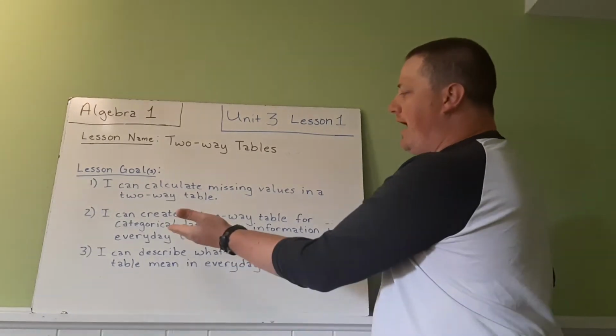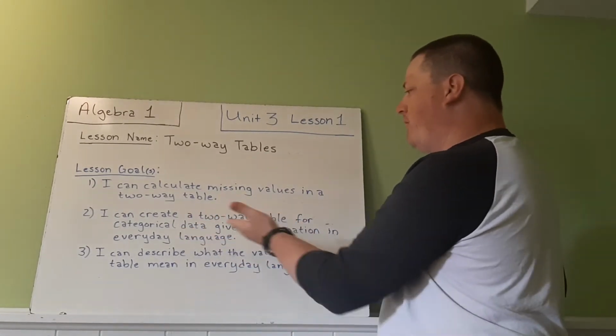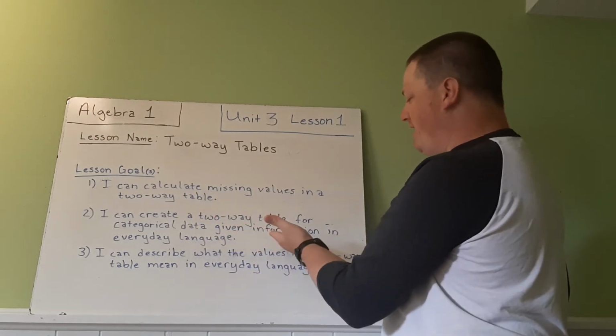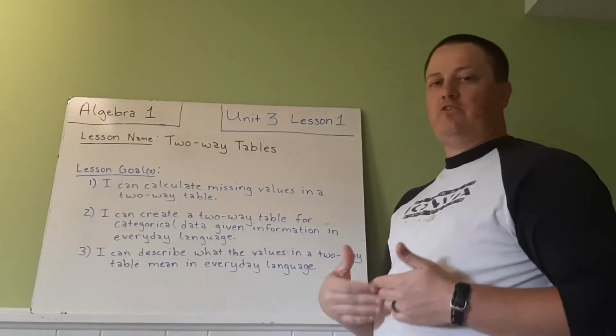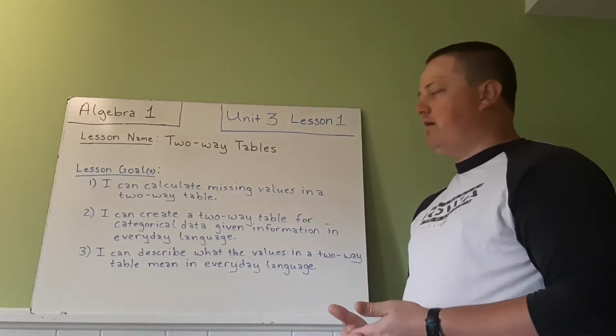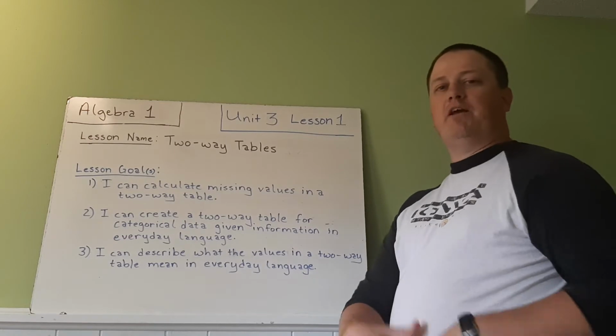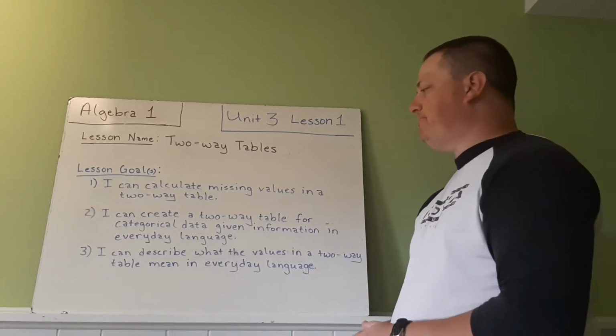Number 2, I can create a two-way table for categorical data given information in everyday language. So if we have a situation explained to us and what's going on, we can then take that information and put it into a two-way table.